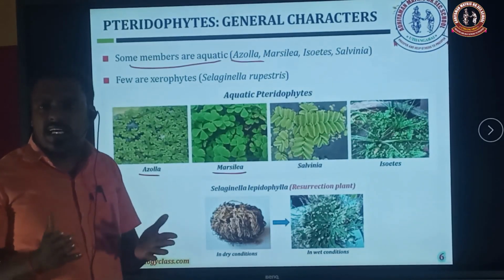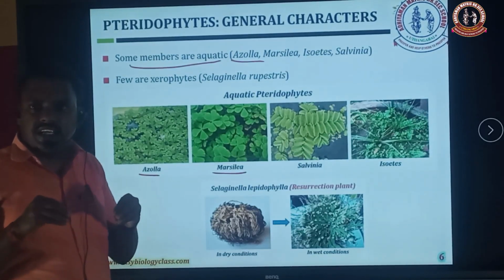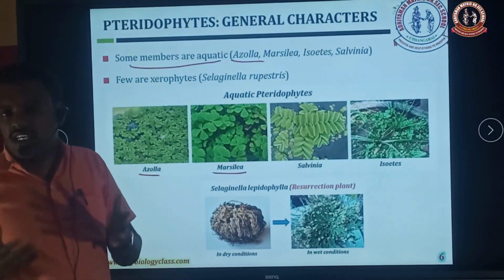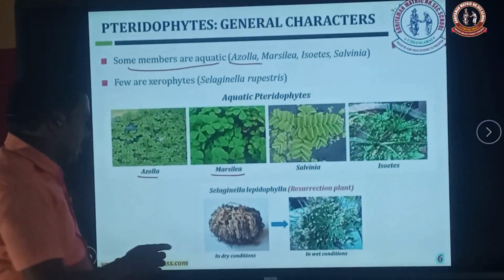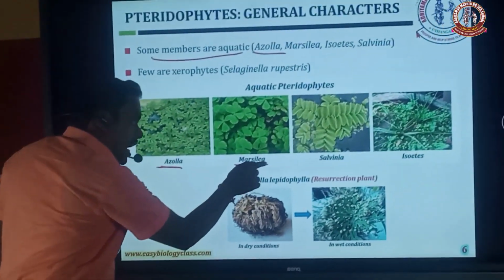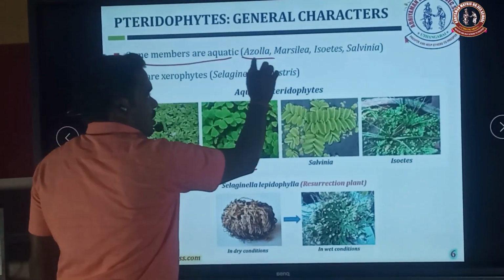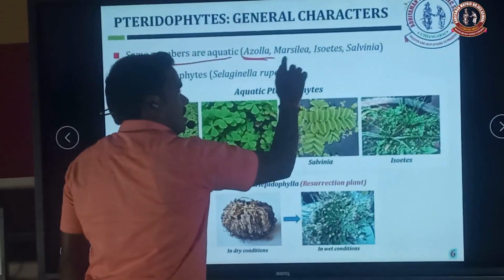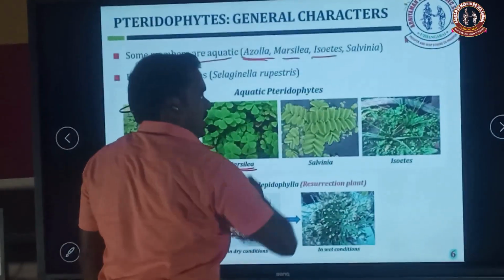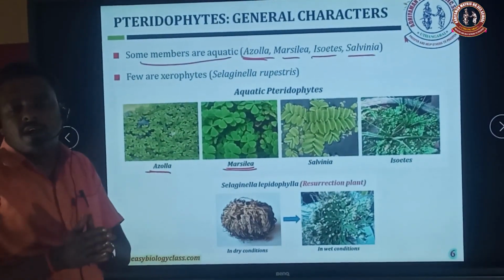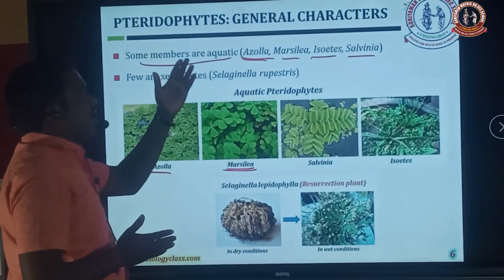Both Azolla and Marsilea are commonly available in our agricultural fields, especially in rice fields. So in the rice field, dear students, we see these two types of plants, Azolla and Marsilea. The aquatic pteridophytes are: the first one is Azolla, the second is Marsilea, the third is Isoetes, and the fourth is Salvinia. These are the four types of pteridophytic plants present in aquatic conditions.